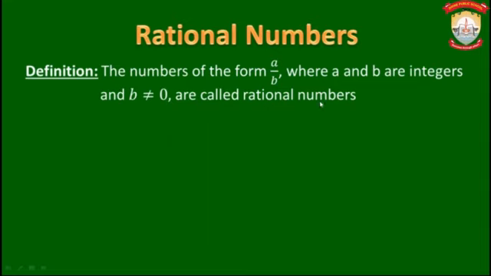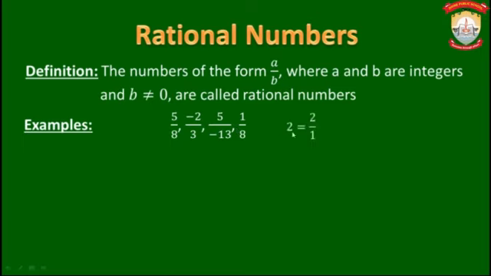Now let's try to understand by some examples. Here 5 by 8 is in the form of a upon b. Also 5 and 8 are both positive integers and the denominator is 8, which is not equal to 0. So 5 by 8 is a rational number. Similarly, minus 2 upon 3, 5 upon minus 13 and 1 upon 8 are also rational numbers.